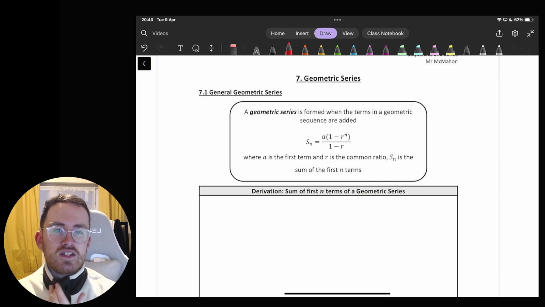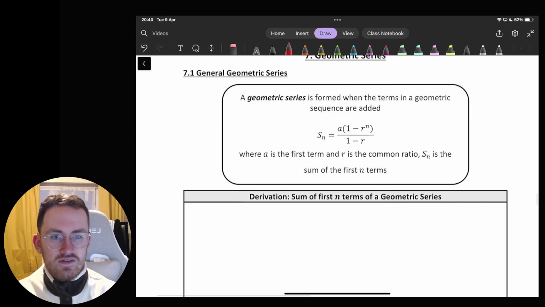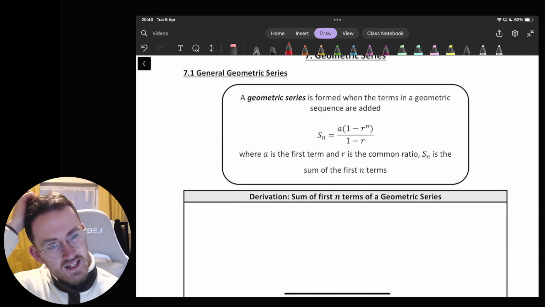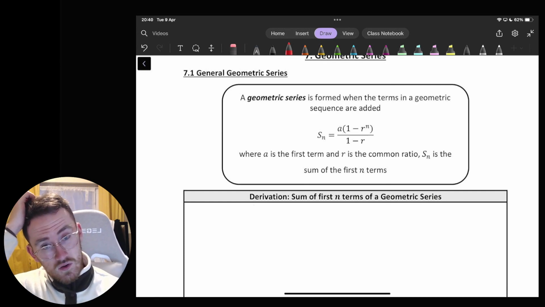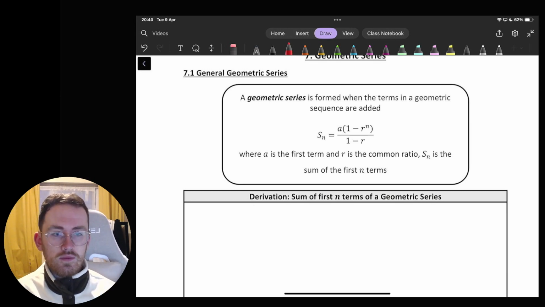So a geometric series is formed when we're adding the terms in a geometric sequence, so fairly straightforward. Again, the same as we had with our arithmetic, and we have a nice formula for it. This would be given to you, so the formula: Sn, the sum of the n terms, is a times (1 minus r to the n) over (1 minus r), where a is the first term, r is the common ratio, and Sn is the sum of the first n terms.